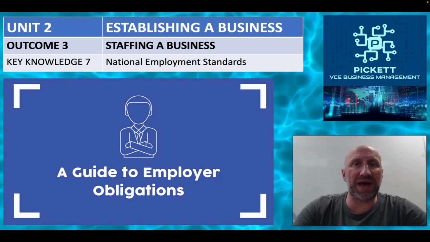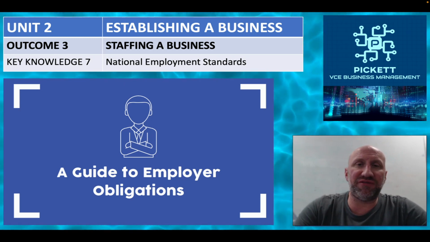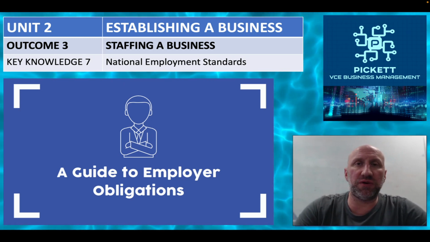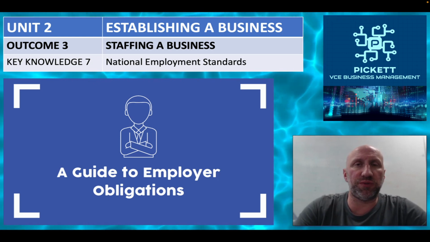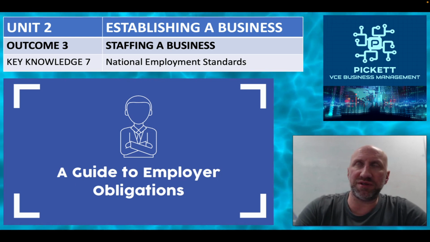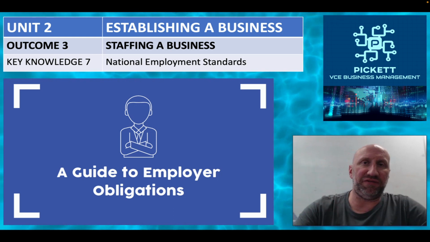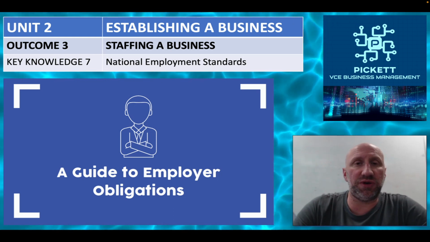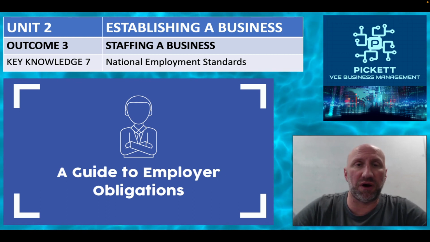Welcome back to Unit 2, Outcome 3, Key Knowledge 7. This one is on something called the National Employment Standards. Now, this is one of those key knowledge dot points which you will not be familiar with. Well, it's extremely unlikely you will be. This is not one you can kind of blag. So this is definitely one that you'll need to pay attention to and make some good notes, because this is going to be new stuff to you, I think, on the whole.